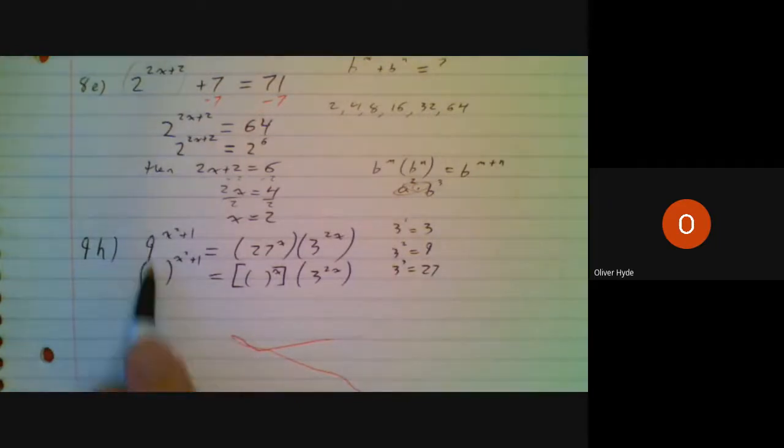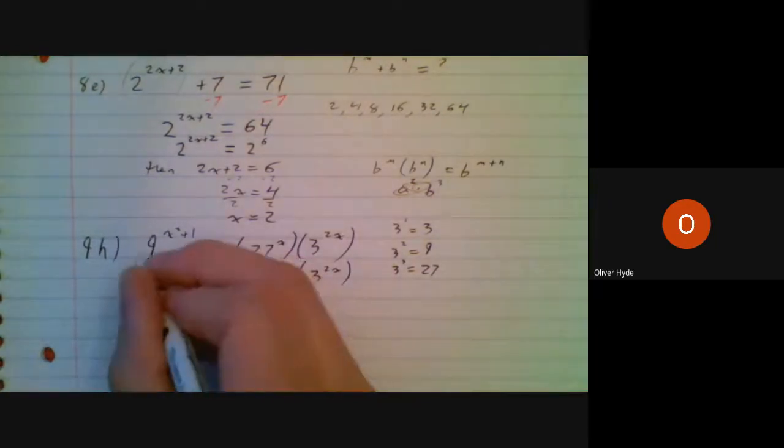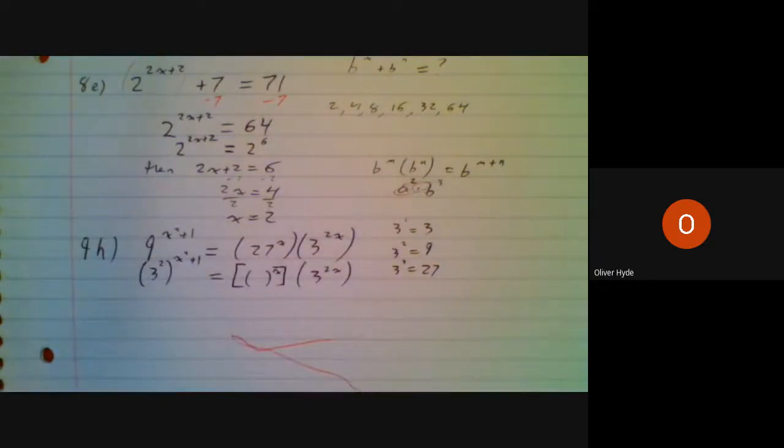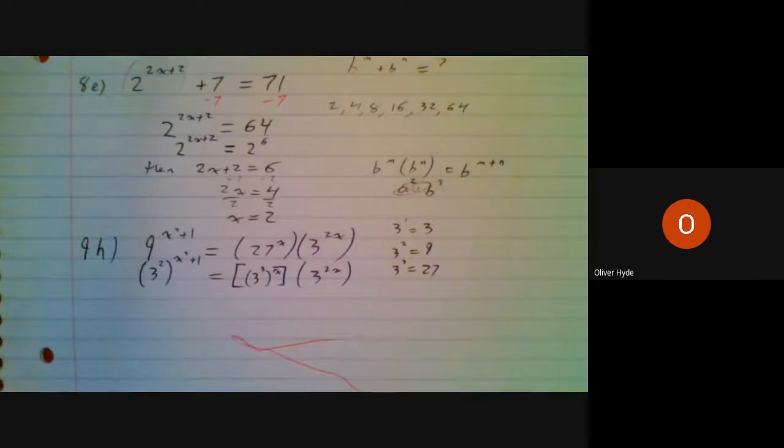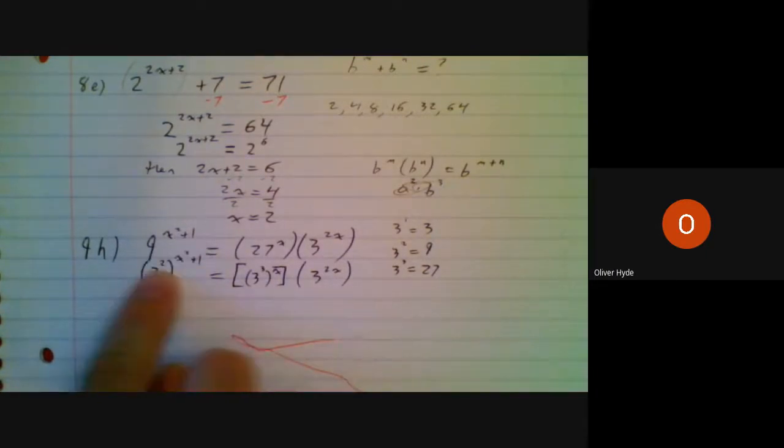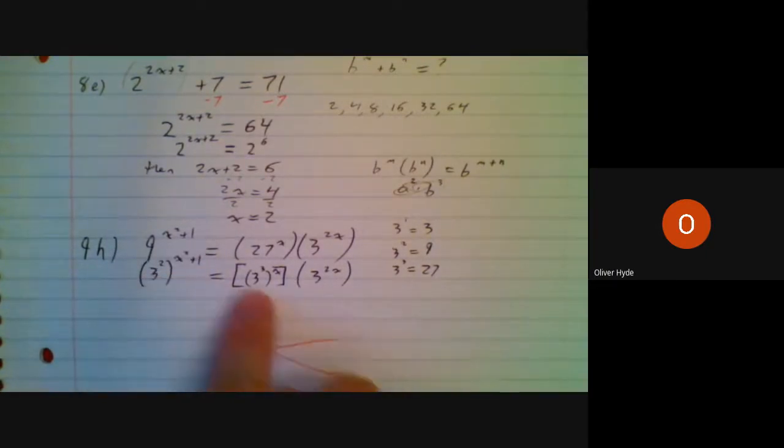Now, when I see 9, I write 9 as a power of 3. It is the second power of 3. I see 27, I write that as a power of 3. It is the third power of 3. I have a common base, but this is not a power of 3 right now. It's a power of 3 squared. This is not a power of 3 right now. It's a power of 3 cubed. And the right-hand side is not a single power. So I've got some work to do.